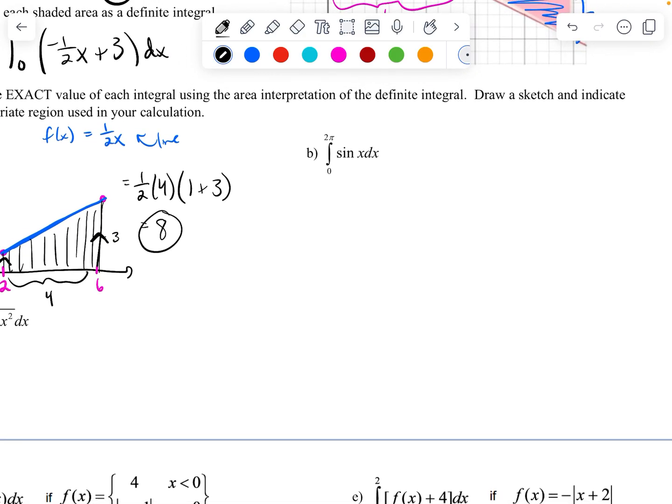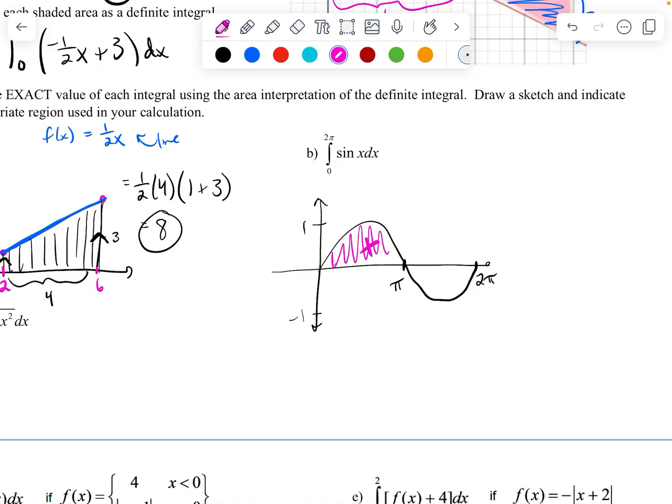This next one, B, is kind of goofy because you're like, sine, what? Well, if you graph it, a graph of sine from 0 to 2 pi, I'm going to try to graph it, right? But this would be pi, this is 1, -1.